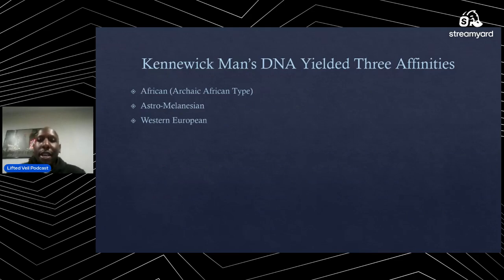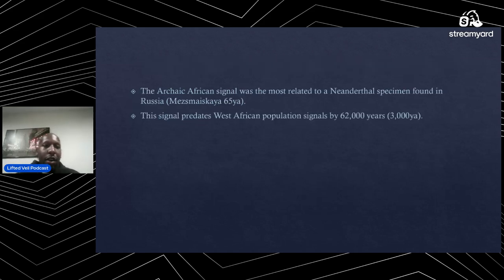Kennewick Man's DNA yielded 3 affinities. African archaic type. Okay, again, that was found in the Mesmachia specimen. Had Australo-Melanesian DNA and Western European, all of which we just went over in the past slides. The archaic African signal was the most related to a Neanderthal specimen found in Russia, Mesmetskaya.